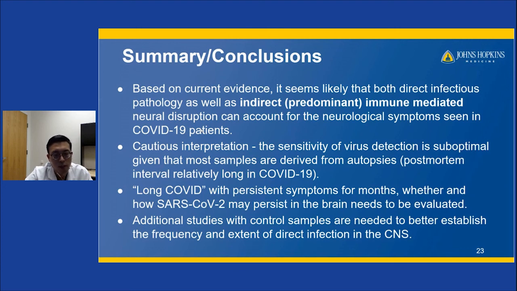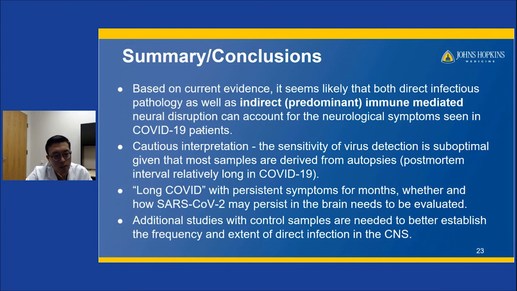And also, in COVID-19 patients, we know that the interval between death and post-mortem exam is pretty long, and also samples are pretty limited. A lot of centers are getting limited samples from the brain because of the COVID precautions. And another point to make is long COVID with persistent symptoms for a month; whether and how SARS-CoV-2 may persist in the brain needs further study and research.